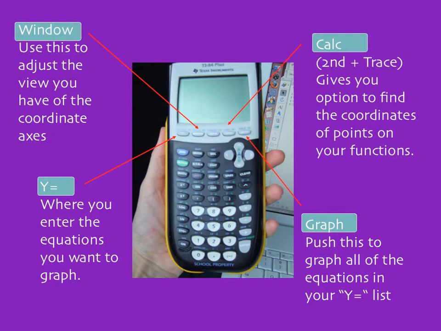Finally, a useful button. This is a button that has two functions, as most of these do. It has calc, which is in blue, and we're going to access that blue writing there, that calc, by clicking the second button on the calculator. That's the blue one in the top left-hand corner. And then the button beneath calc that says trace. What that's going to help us do is find specific coordinates along the lines or the functions that we graph.